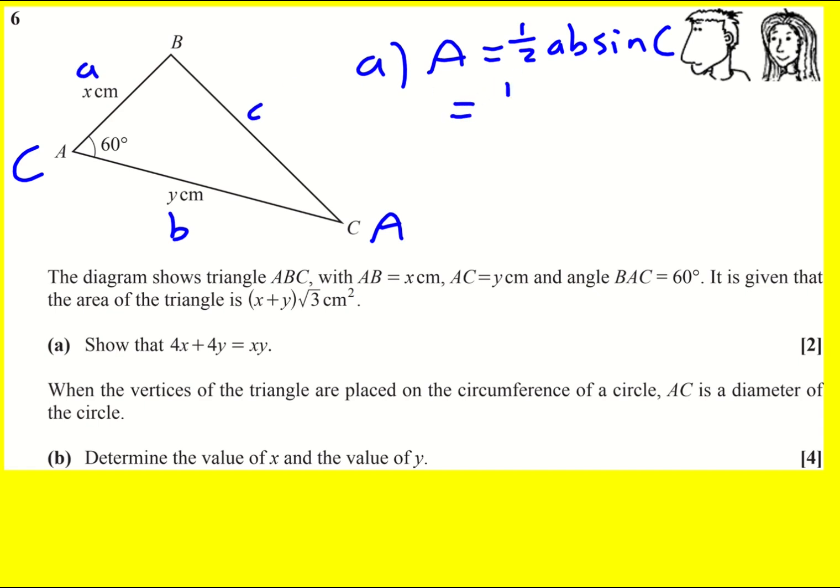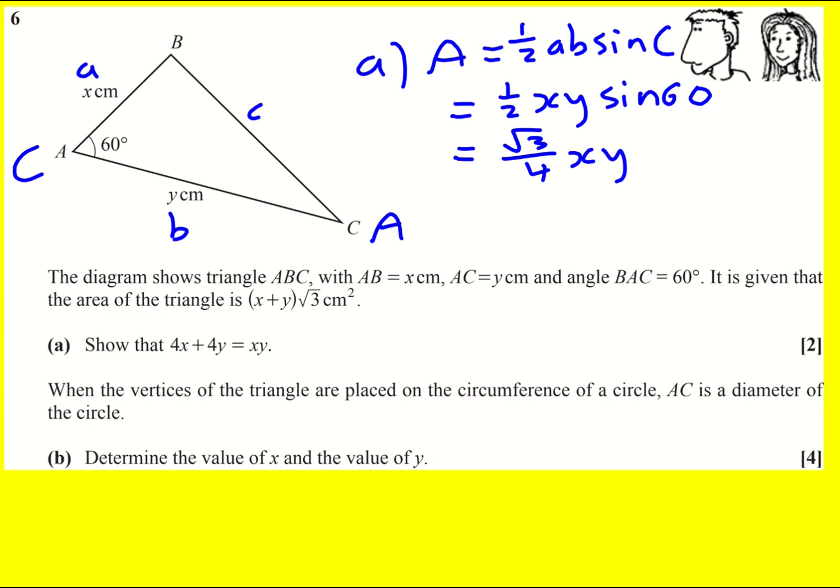So the area becomes a half xy sine 60. And sine 60 is actually root 3 over 2. So it's going to become root 3 over 4 xy.